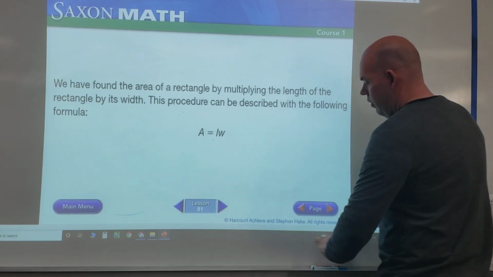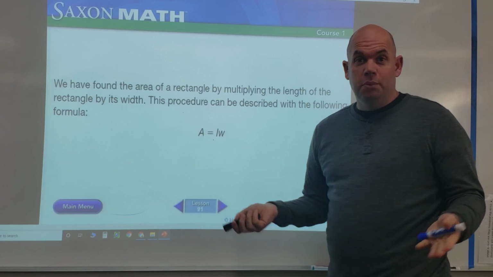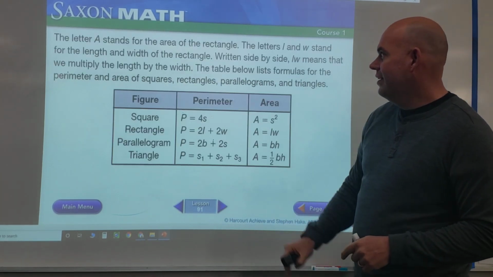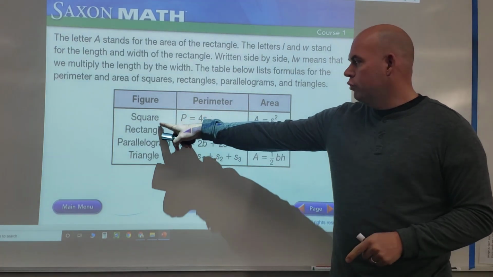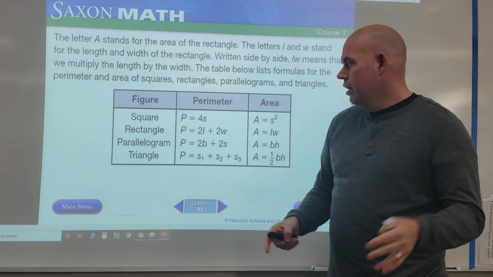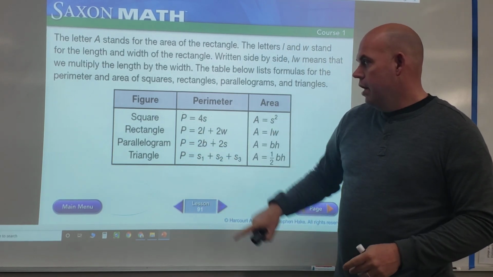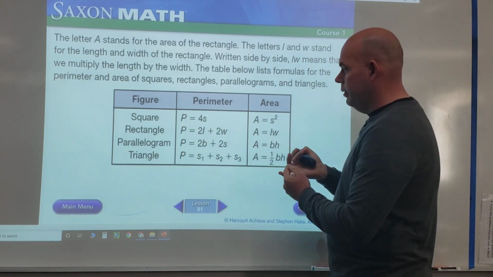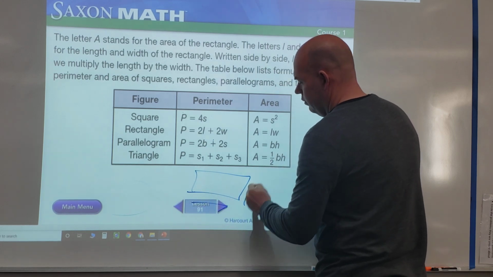So that's our area for a rectangle. That would also apply to a square, which is a kind of rectangle, all right? Let's look at some of our other formulas. If we're looking at perimeter, a square is just going to be 4 sides. So perimeter, big P, equals 4 sides. On a rectangle, we'll do 2 of the length and 2 of the width, because in a rectangle, we've got 2 of these and 2 of these.